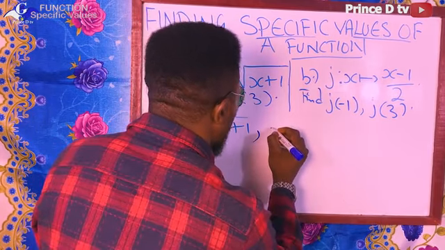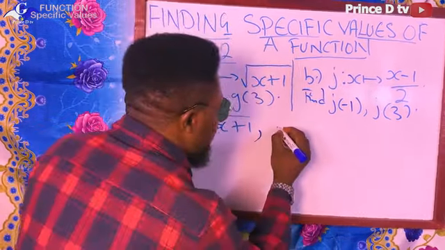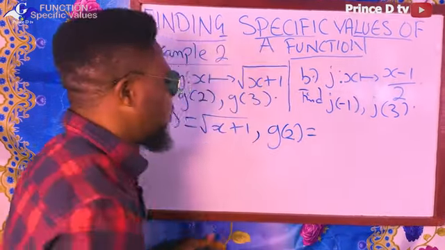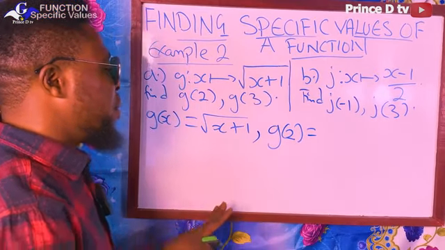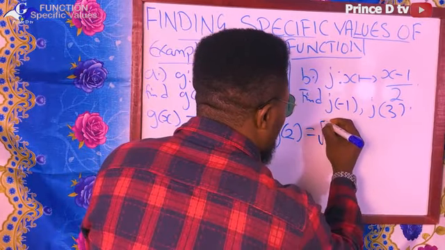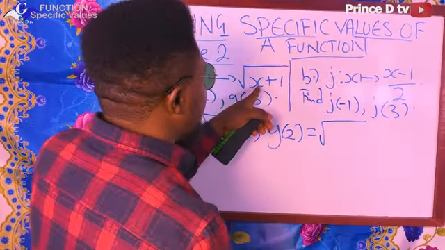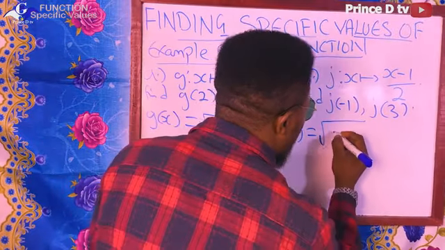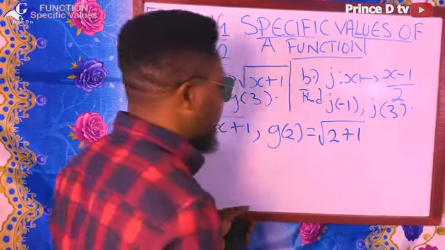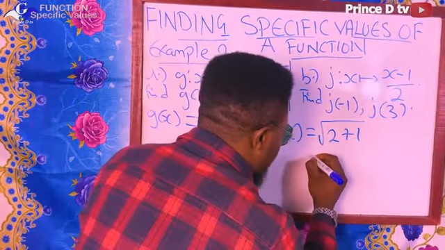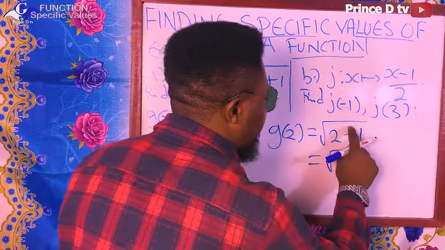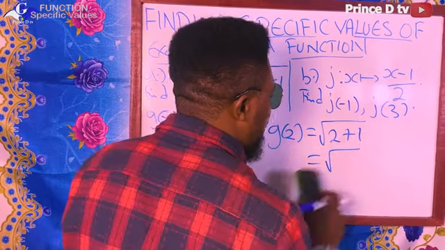So the first is g of 2. g of 2 is equal to, anywhere we meet x, we replace it with 2. Remember our square root sign: the square root of, there is our x, we replace it with 2, plus 1. Equal to the square root of, what is 2 plus 1? 3.